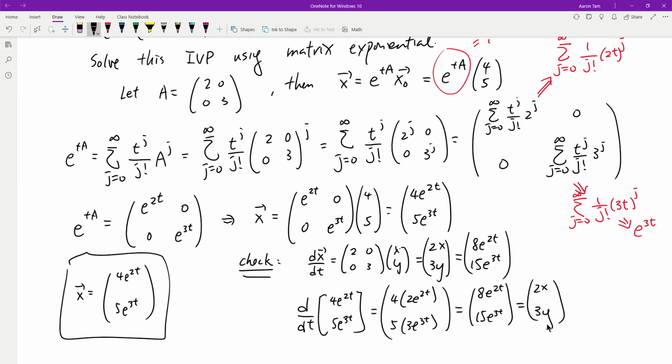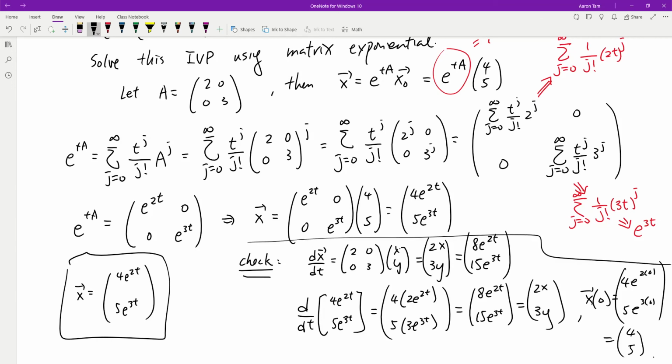So that works out. Now what happens if I plug in 0? If I plug in 0, I just get 4 e to the 2 times 0 and 5 e to the 3 times 0. And guess what? That is 4, 5. So it checked out.